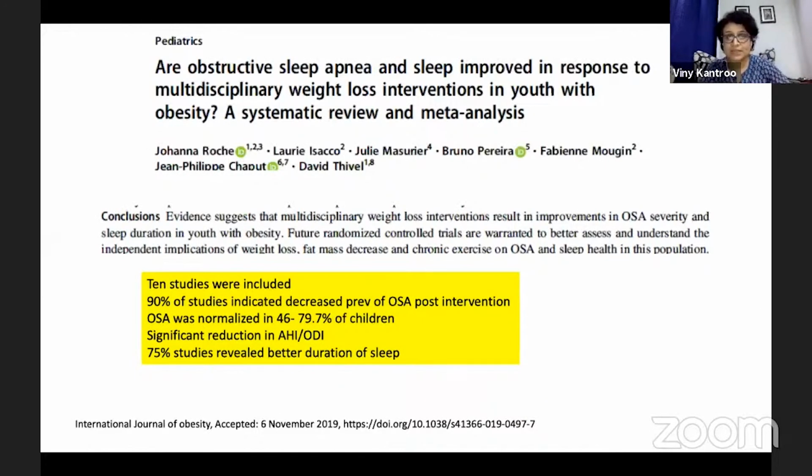Now, this was a study on multidisciplinary weight loss intervention in youth with obesity. This is a meta-analysis in which 10 randomized controlled trials were included, and 90% of studies indicated decreased prevalence of OSA post intervention. OSA was normalized in about 46 to 80% of the children, and there was a significant reduction in AHI and oxygen desaturation index. So in children it actually does help if you have multimodal and multidisciplinary team involvement in terms of weight loss. So if small children are coming to you with the problem of OSA, they should be subjected to robust weight loss mechanisms.